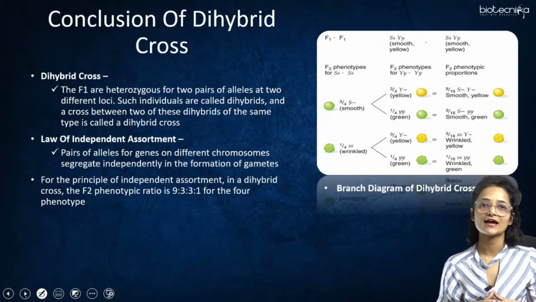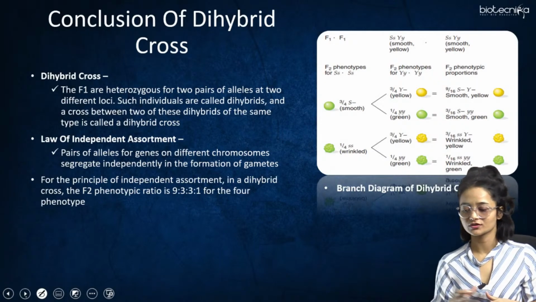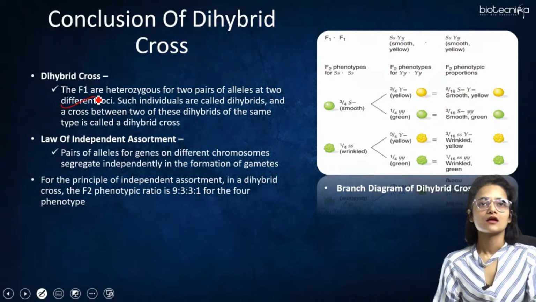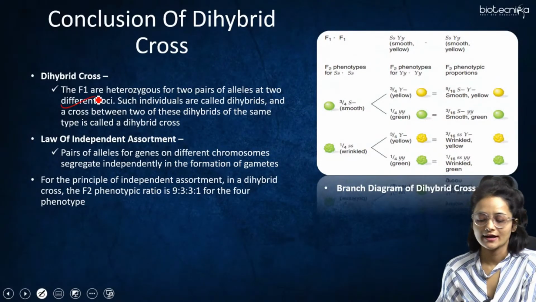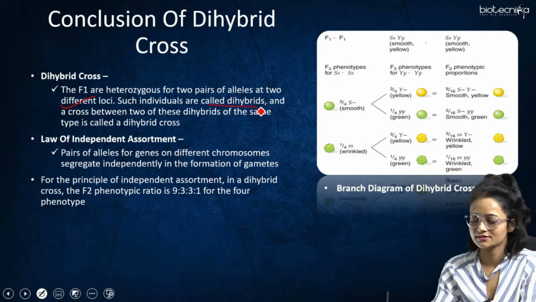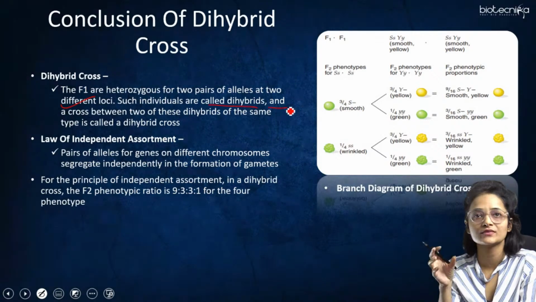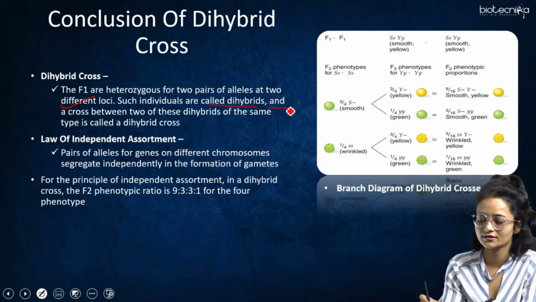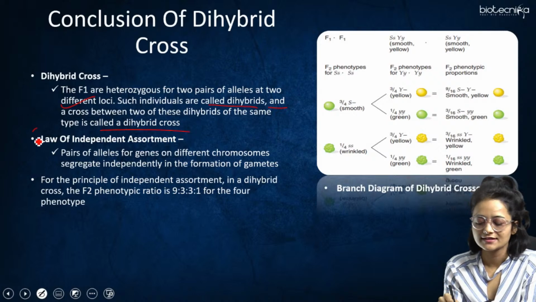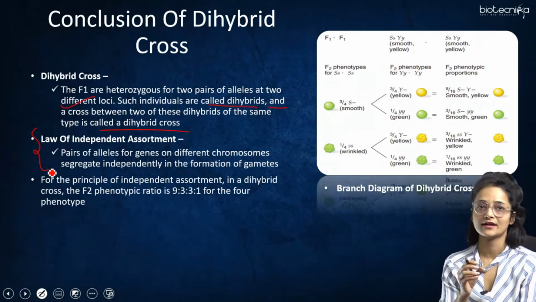The conclusion for the dihybrid cross was that the F1 are heterozygous for the two pairs of alleles at two different loci, right? Such individuals are called dihybrids. So for the dihybrid cross, basically we took two traits and crossed them with each other. This is the basic definition of the dihybrid cross. And a cross between two of these dihybrids of the same type is called the dihybrid cross.